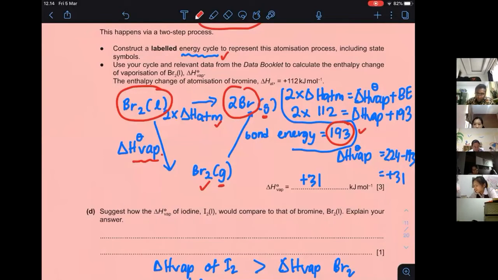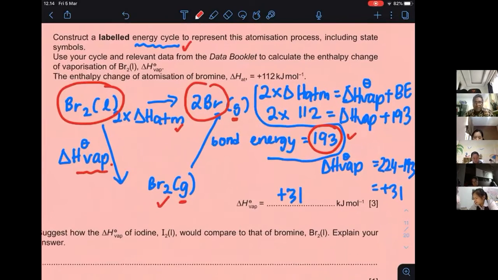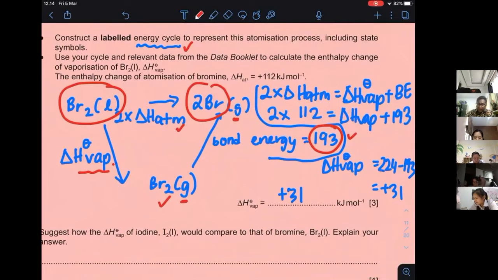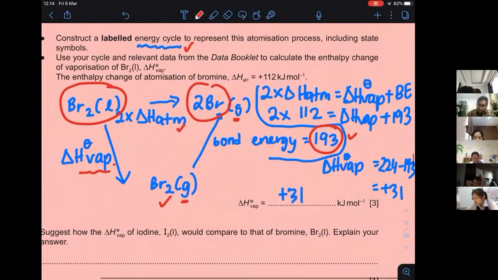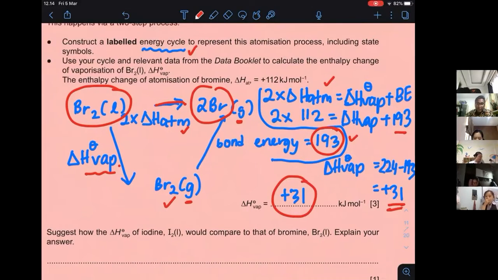We know the atomization is given. Just use the formula, clockwise equals anti-clockwise. Just use Hess's law. So I put 2 times the enthalpy of atomization is equal to the enthalpy of vaporization plus the bond energy. Once I get that, I'm going to get positive 31. This is quite easy to calculate.